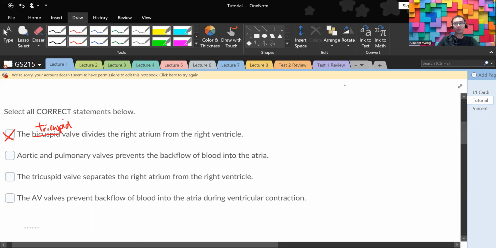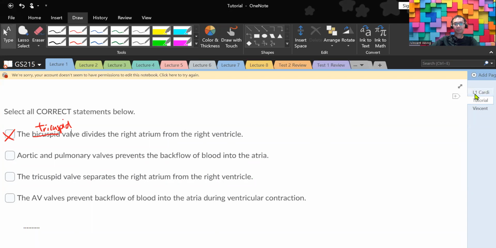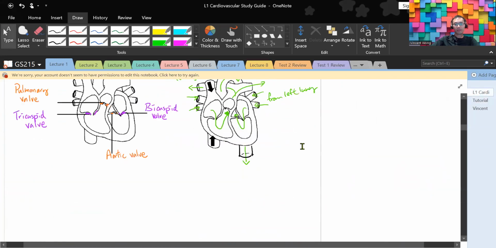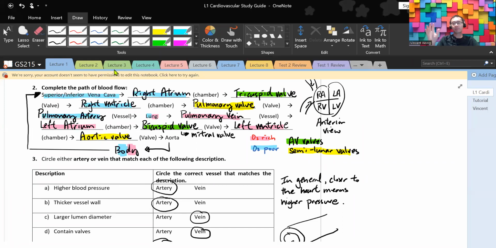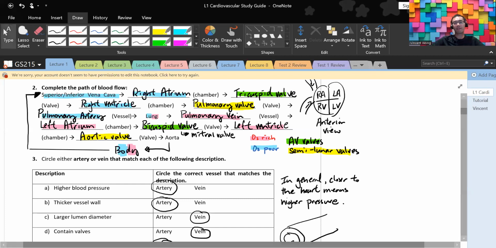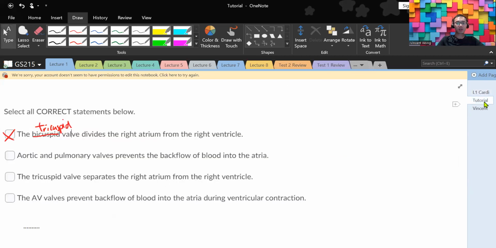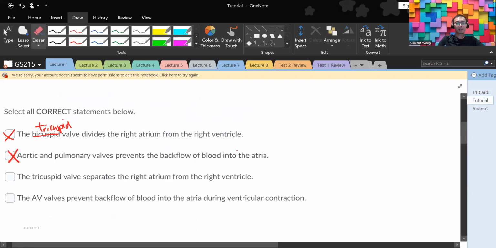So if you look at the diagram here, or if you look at the blood flow chart that we have, the aortic valve is here, and before the aortic valve is the left ventricle. Before the pulmonary valve is the right ventricle. So valves always prevent the backflow of blood to the thing that's before it, right? So before the pulmonary and before the aortic valve are both ventricles, which is why this is going to be incorrect. That would be ventricles.